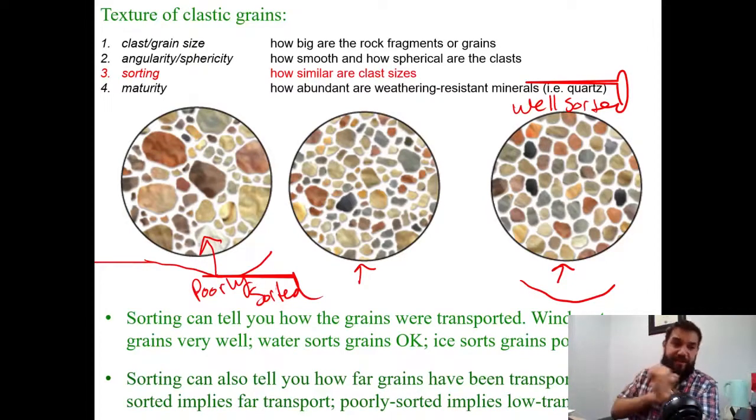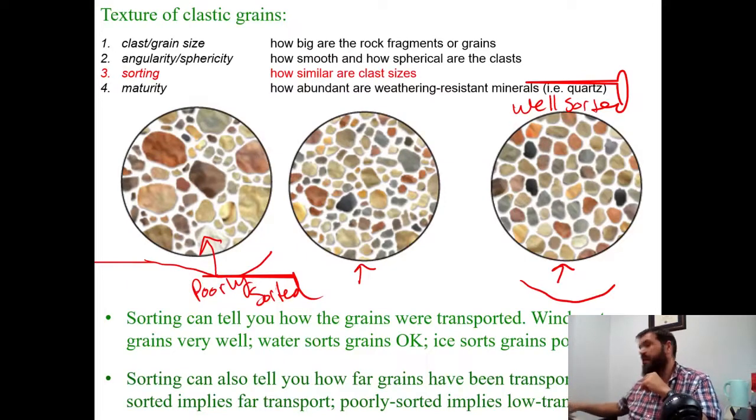A perfect example of this is a conglomerate or a breccia. Those are poorly sorted clastic rocks. On the other hand, a sandstone or a shale or siltstones are often well sorted. Not always, but often well sorted. Sorting tells you how the grains were transported.